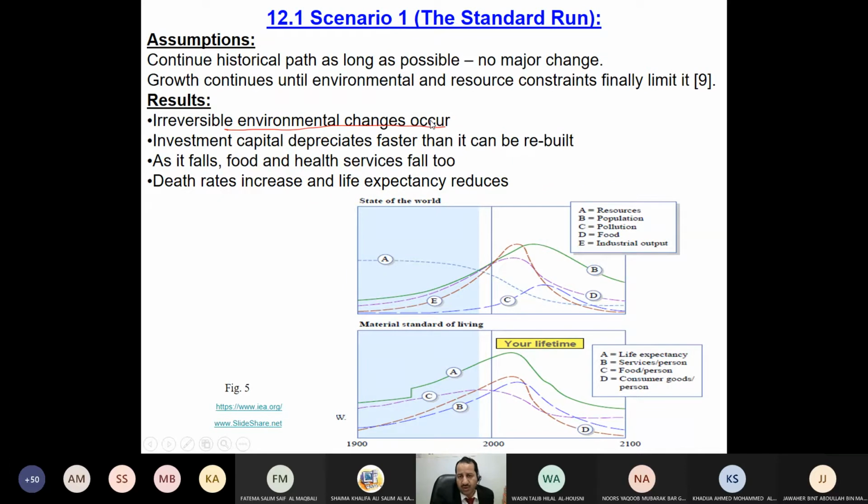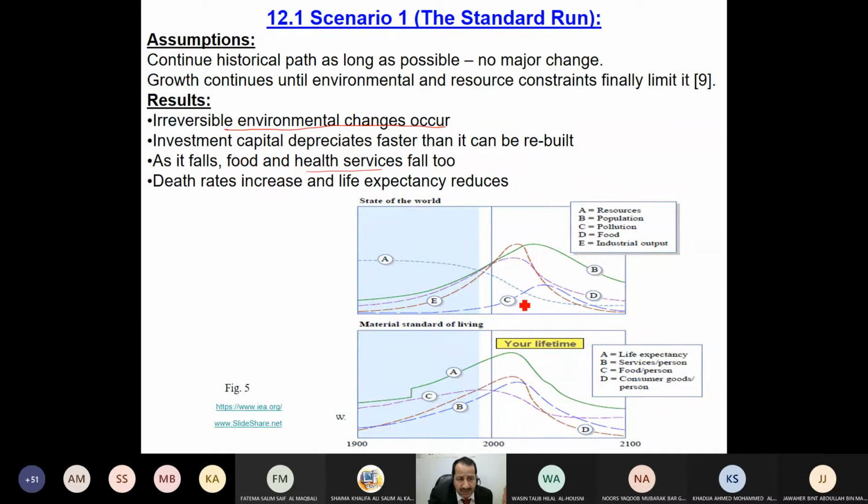Hot places will be cold, cold places will be hot. We will destroy water life. We will see many disasters happen here and here: cyclones, tsunamis, and earthquakes. And we will see the depletion of many food resources soon appear. Invested capital depreciates faster, as I mentioned, than it can be rebuilt. As it fails, food and health services will fail, the death rate increases, and life expectancy is reduced.